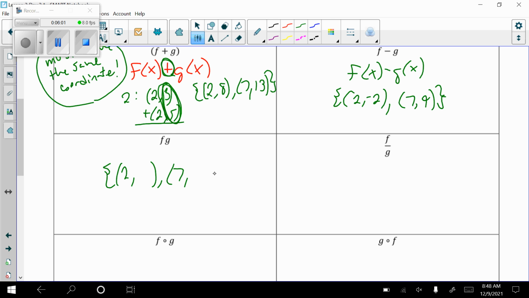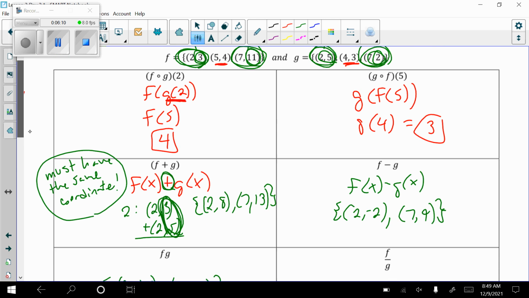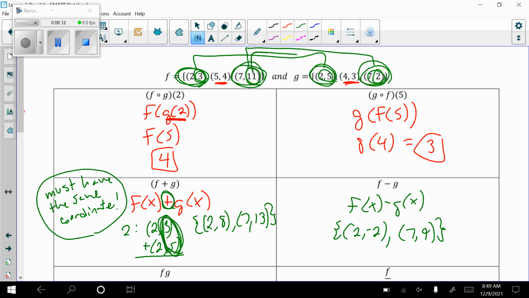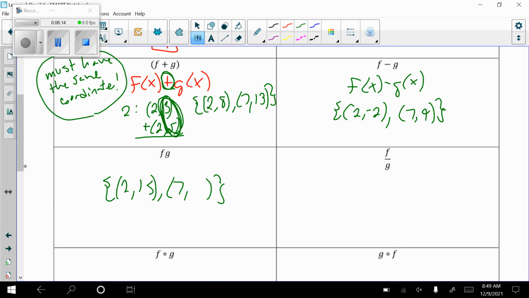But now I'm going to be multiplying my y coordinates together. So up here, let's just look at this. 3 times 5 is 15. And then for my y, 2 times 11 is 22.